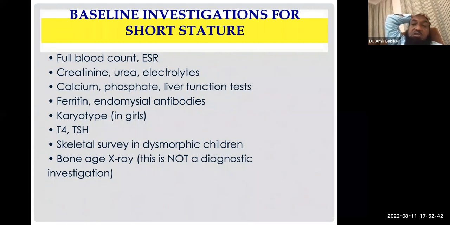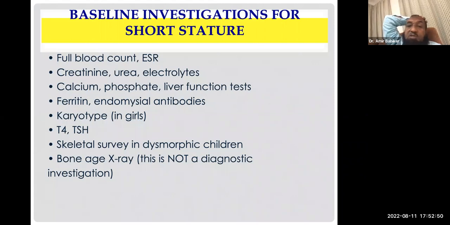And then in addition to that, in any girl, you need the karyotype because there is a spectrum of presentations for Turner syndrome. And you need to rule out celiac disease, so you need celiac screening, and the ferritin is part of that. You don't need the skeletal survey as a routine if the patient is not dysmorphic or looking as having striking dysplasia. So this is required for skeletal dysplasia. The bone age is complementary because it tells you whether it's delayed or not, and it's delayed in constitutional delay and endocrinopathies.